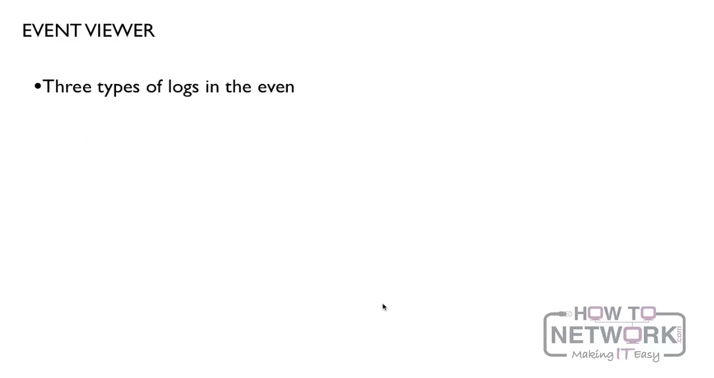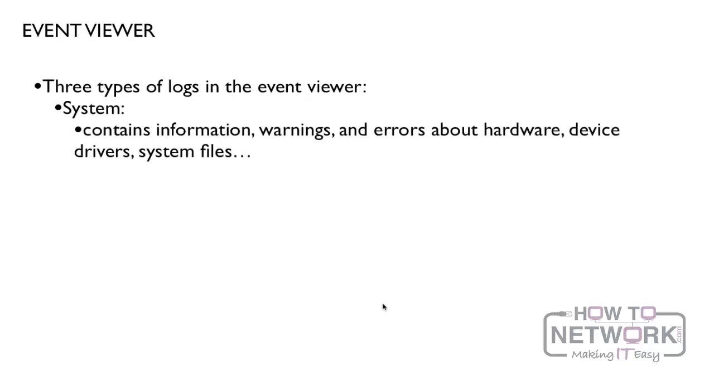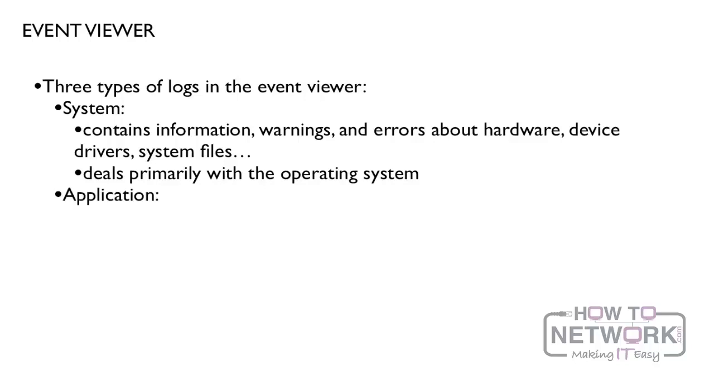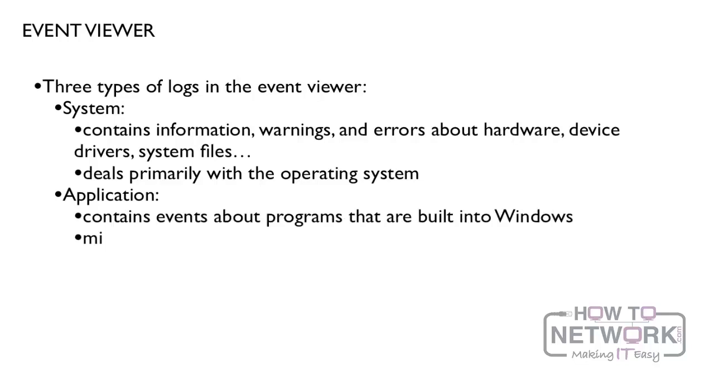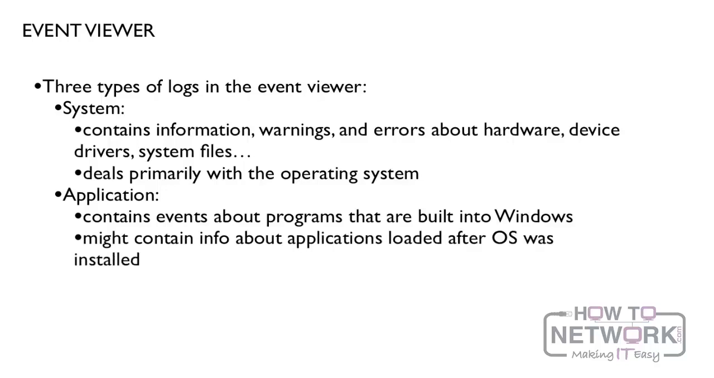So there are three types of logs in the Event Viewer where these events are logged. The first is the System log. This contains information, warnings, and errors about hardware, device drivers, system files, etc. All of these deal primarily with the operating system itself, as opposed to applications on the system. The next is the Applications log. As you can guess, this contains events about the programs that are built into or sometimes installed into Windows. So I've installed Microsoft Word, and it crashes. The crash might be logged in the Event Viewer along with a reason why it crashed.